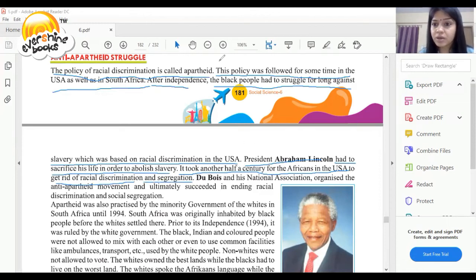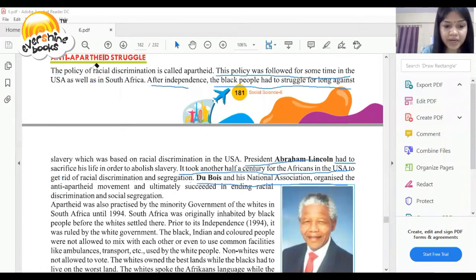So, Du Bois and his National Association organized the anti-apartheid movement and ultimately succeeded in ending racial discrimination and social segregation. So, who succeeded in the ending of racial discrimination and social segregation? The answer is Du Bois and his National Association. Du Bois and his National Association organized the anti-apartheid movement and ultimately succeeded in ending racial discrimination and social segregation.